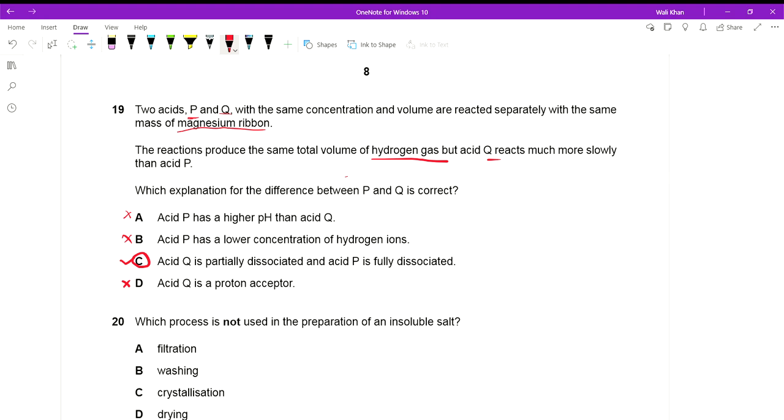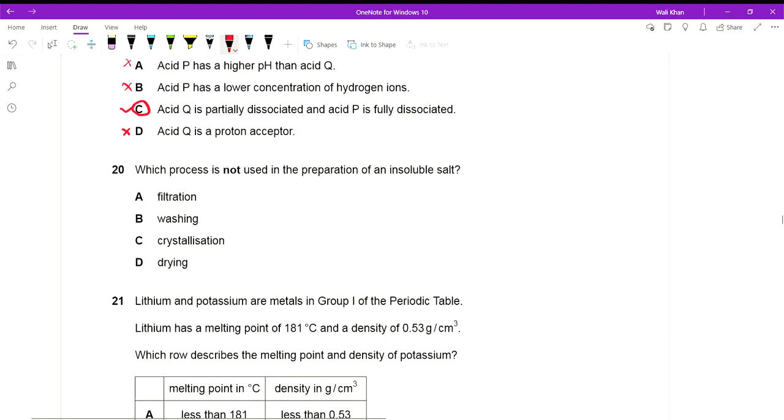Got it? Which process is not used in the preparation of an insoluble salt? Filtration, washing, crystallization, and drying. It is crystallization for an insoluble salt.